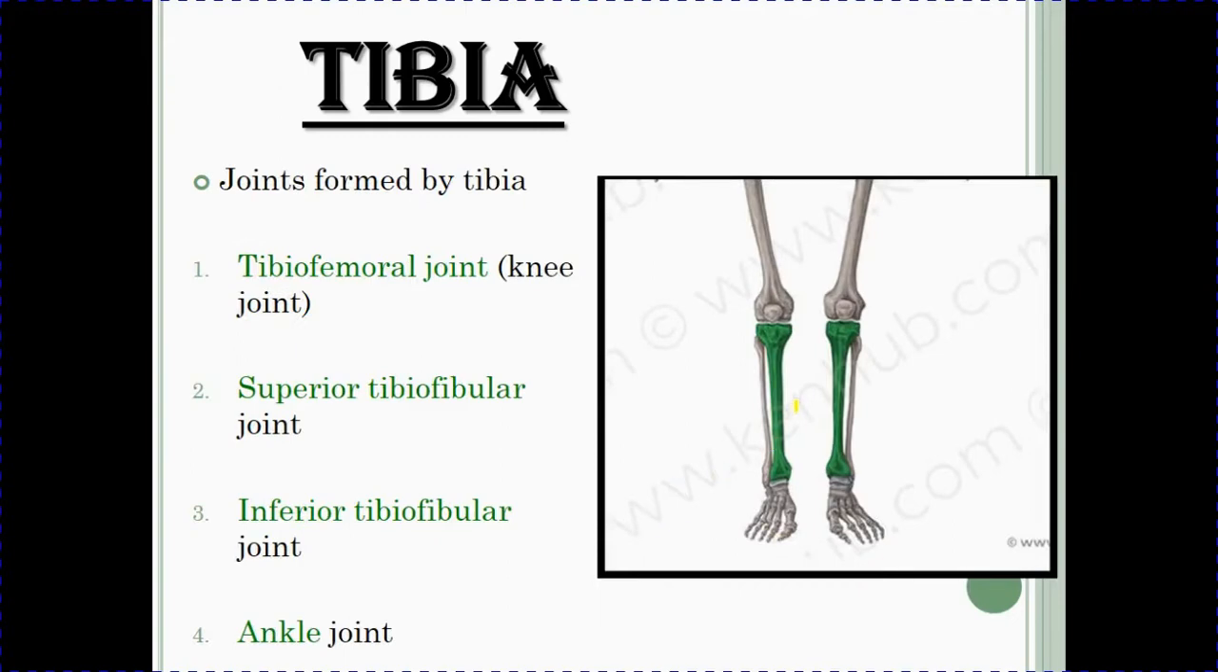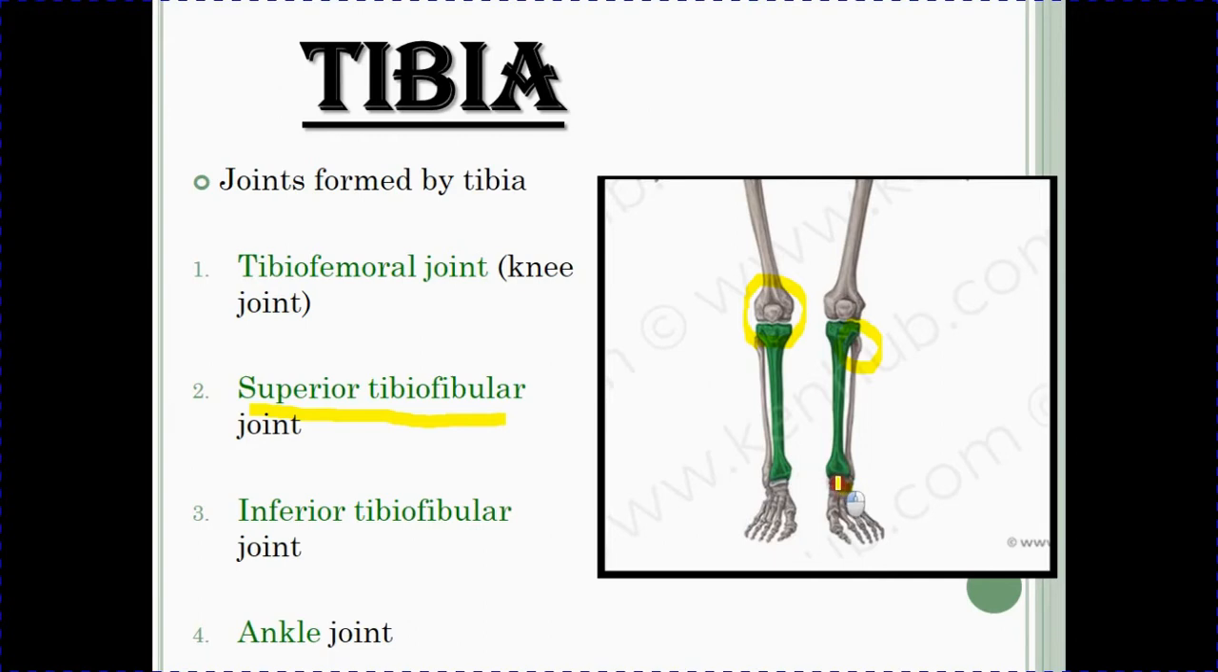Various joints are formed by the tibia. You can see in the figure, the tibia is forming a joint with the condyles of the femur. This joint is called the knee joint, also called the tibiofemoral joint. The upper end of the tibia articulates with the fibula to form the superior tibiofibular joint.